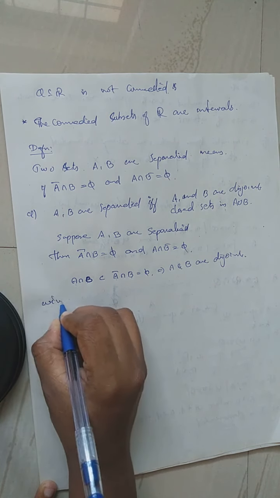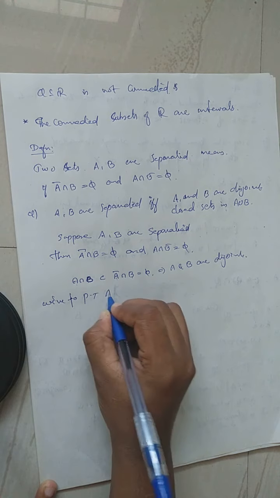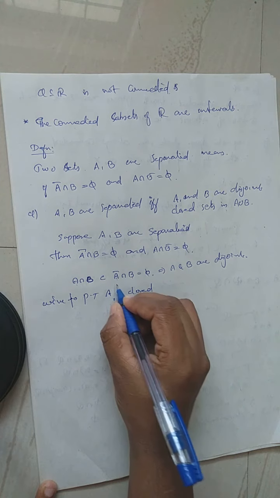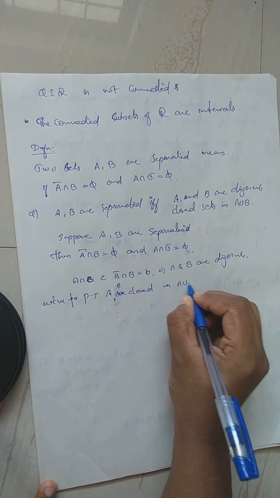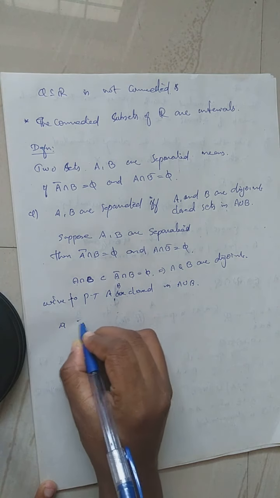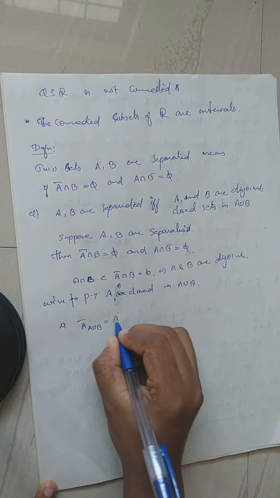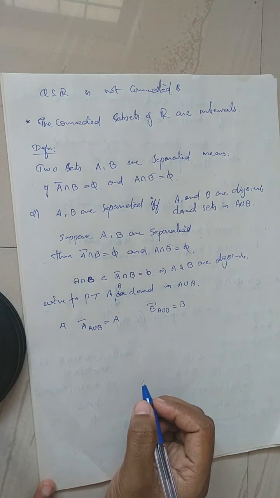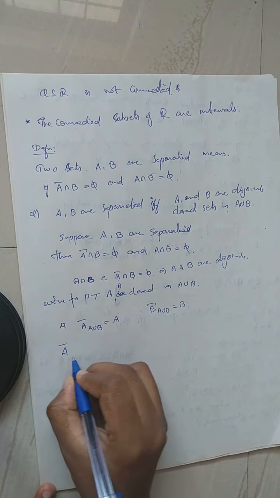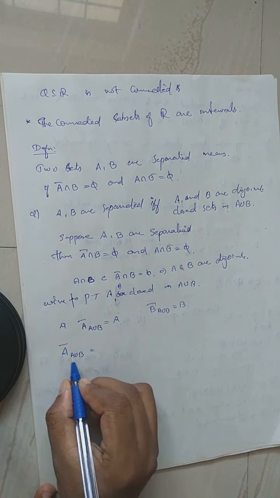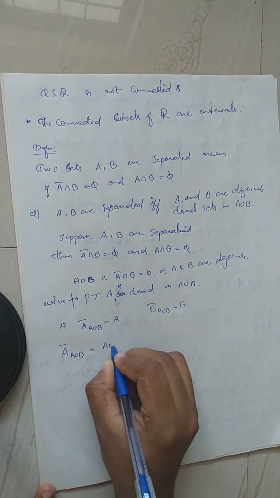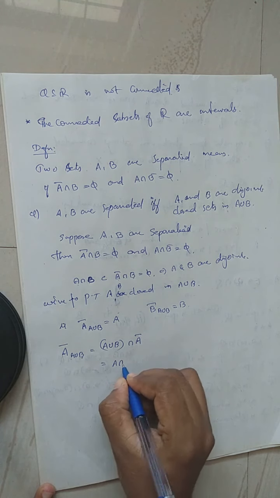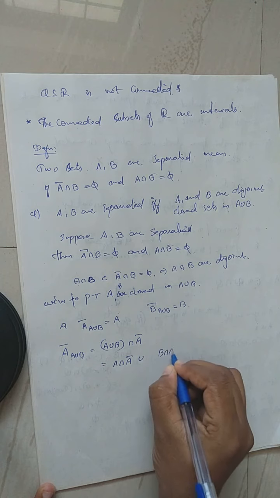Now we have to prove that A comma B are closed in A union B. That is, when you consider A closure with respect to A union B, that is equal to A, and B closure with respect to A union B, that is equal to B. This you need to prove. So for that, consider what will be A closure with respect to A union B. It is nothing but you consider A union B intersection A closure. So it is nothing but A intersection A closure union B intersection A closure.